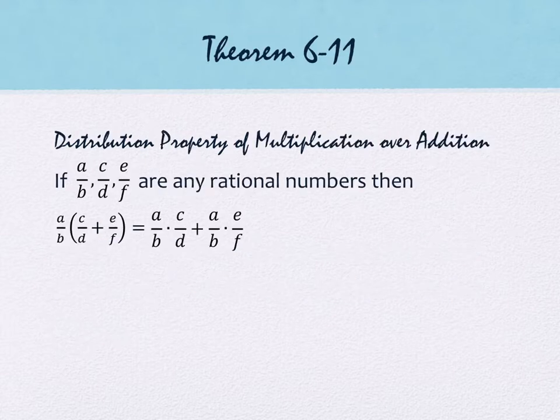All right, a couple more properties. Theorem 6.11 talks about the distribution of multiplication over addition. And it works just like it does with whole numbers as well. If we have a over b, c over d, and e over f, rational numbers, and we are trying to distribute the a over b across those parentheses, then we end up getting a over b times c over d plus a over b times e over f. And then we would proceed to multiply like we talked about at the very beginning of this lesson. Straight across top, straight across the bottom, if you wish.